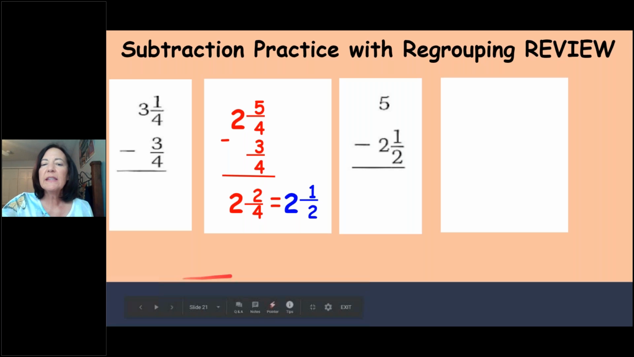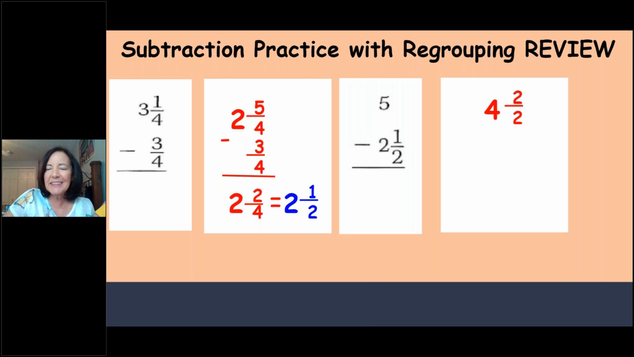But we need common denominators. 2. Okay, so we can do 4 and 2/2. You're awesome. That's it. I told you were really good at these, and I was surprised at how strong you were with this skill. Okay, you're right. It's the same thing as 4 and 2/2 minus 2.5. What's that going to be?